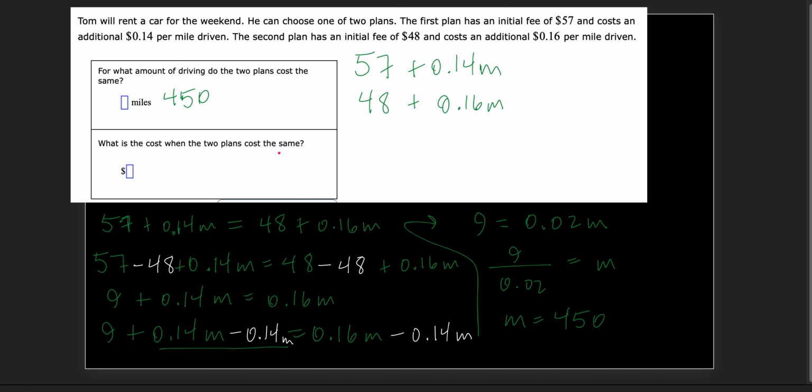What is the cost when the two plans cost the same? So what is the cost? So this whole thing represents the cost. There's two parts to the cost for each plan. So you can pick either one. I'll choose the bottom since we know m. I'm going to plug it in and just simplify that. So 450 times 0.16 plus 48 is 120. So the cost is $120.